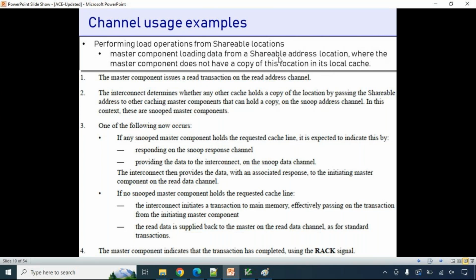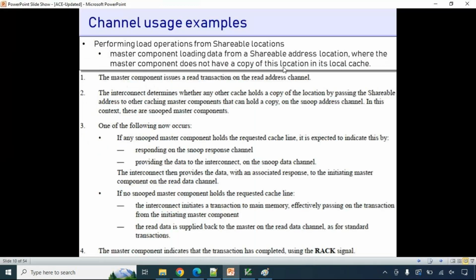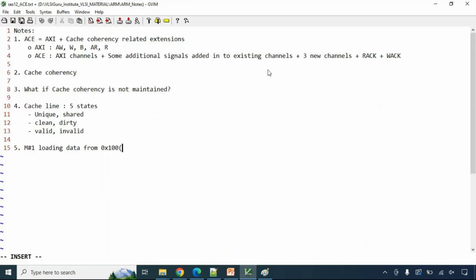Master component loading data from address location. Let's say we'll talk about this master component. Let's say master one is loading data from location 0x100, which means hexadecimal 100. It is a shareable location. Shareable location means what? It is allowed to be part of other caches. It doesn't guarantee that it must be.